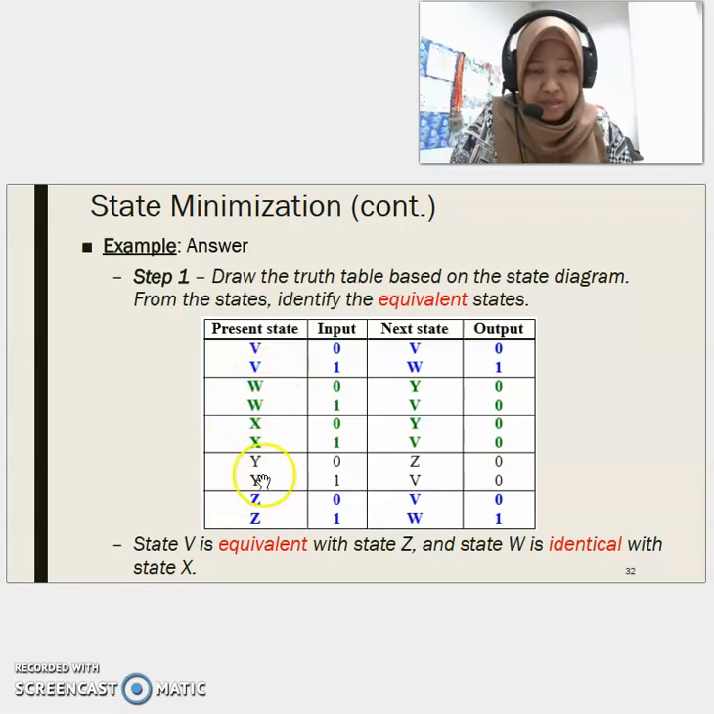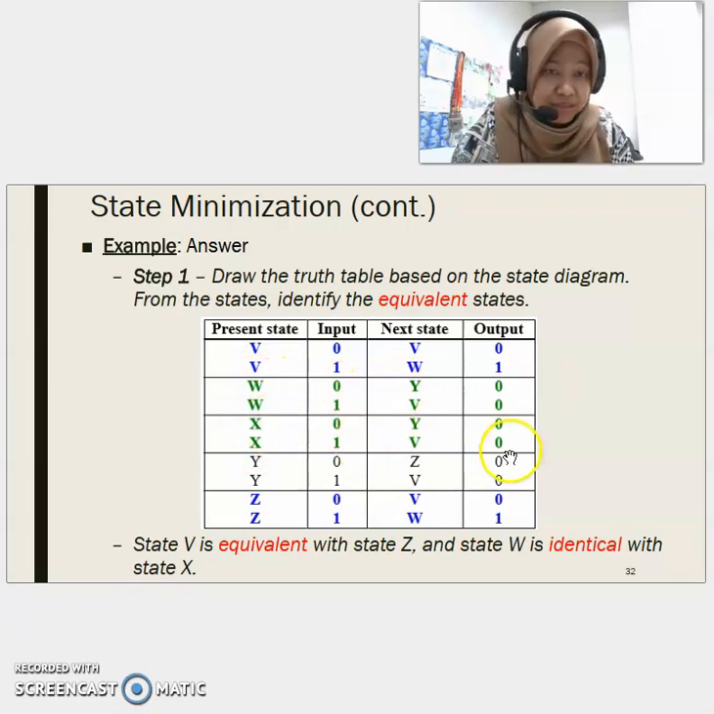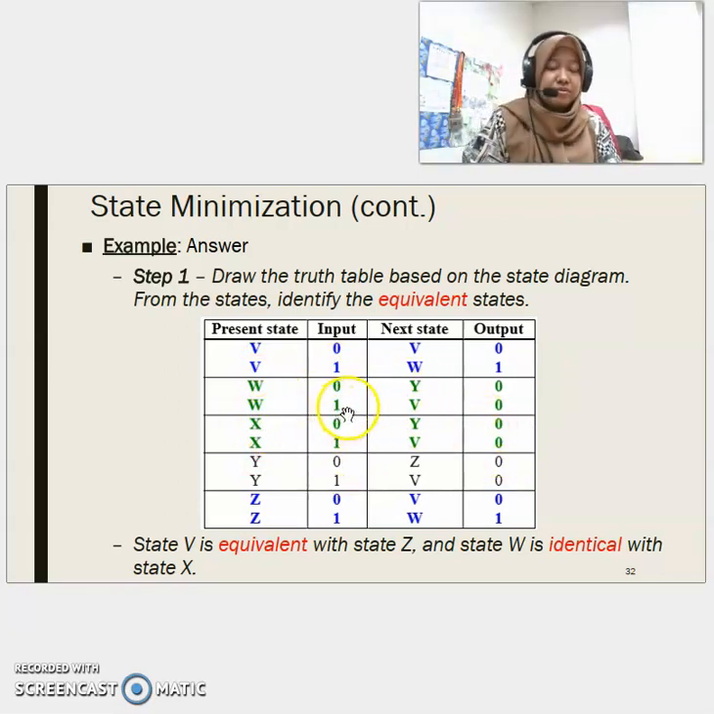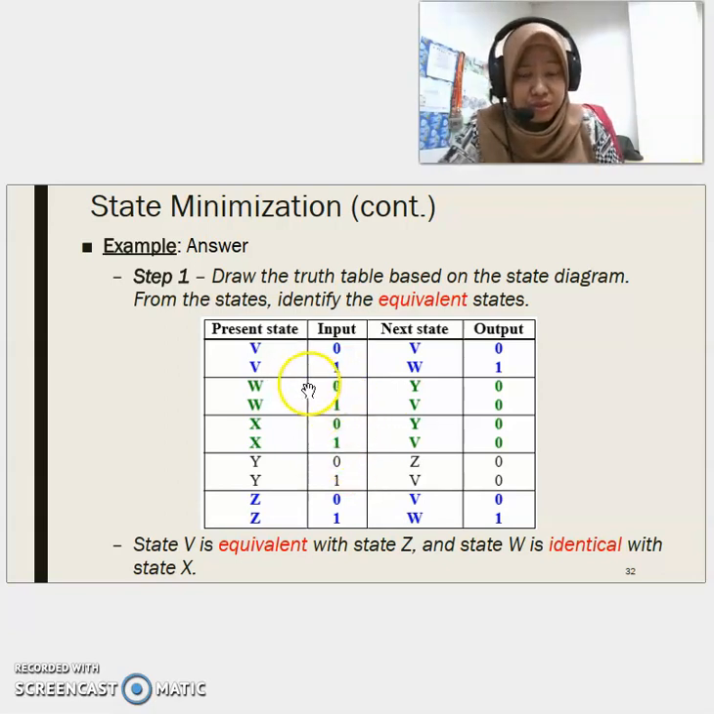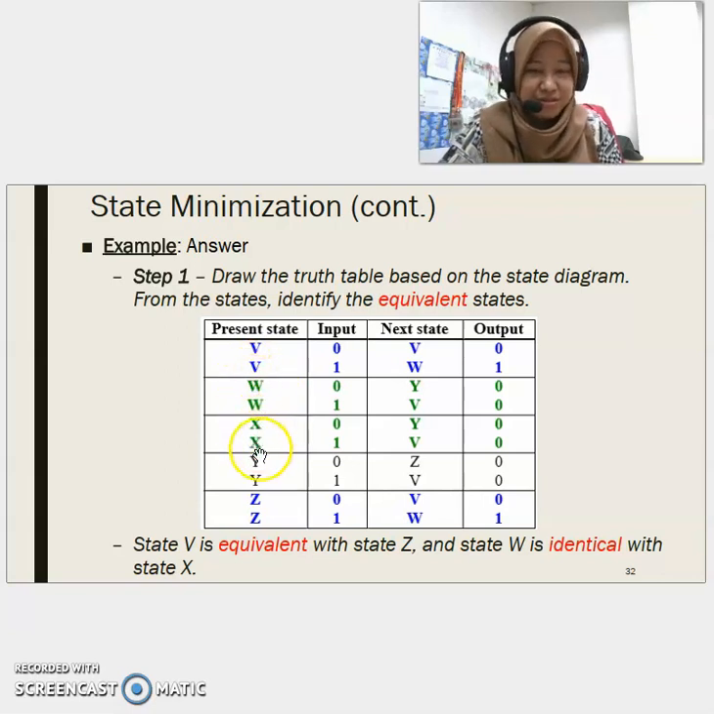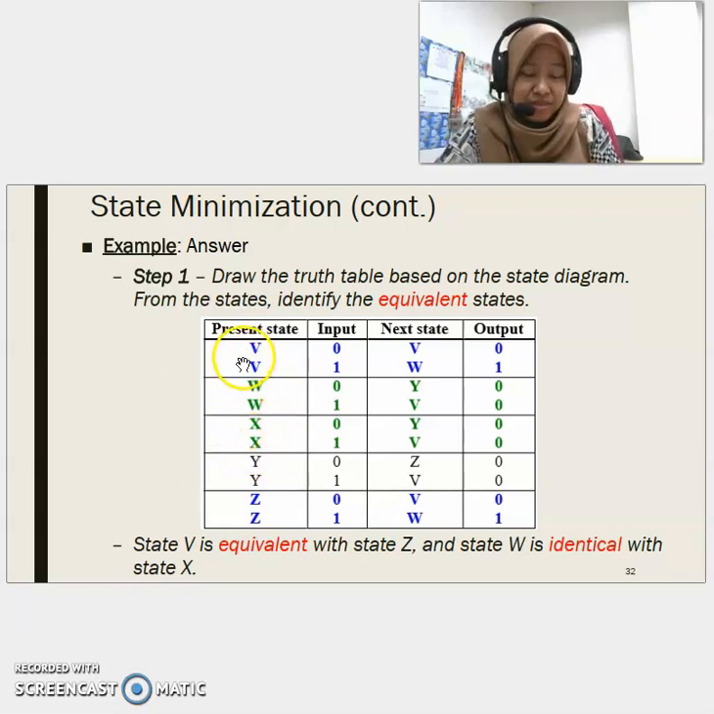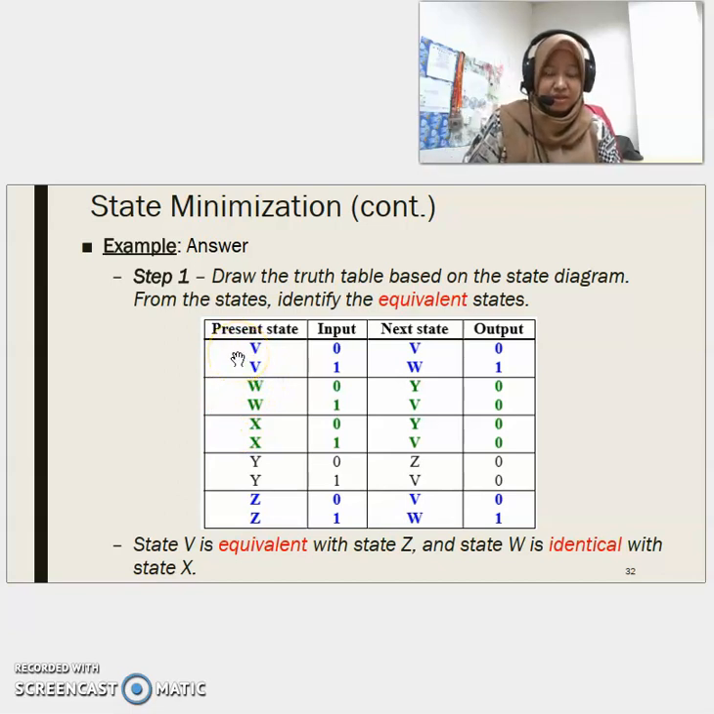Are there any states that have the same characteristic as well? As we can see, if we refer to states W and X, they also have the same pattern for all possible inputs. So now we know we have states V and Z that are equivalent, and another set, states W and X, which are equivalent as well. When we know that two states are equivalent, we can eliminate one of the states.